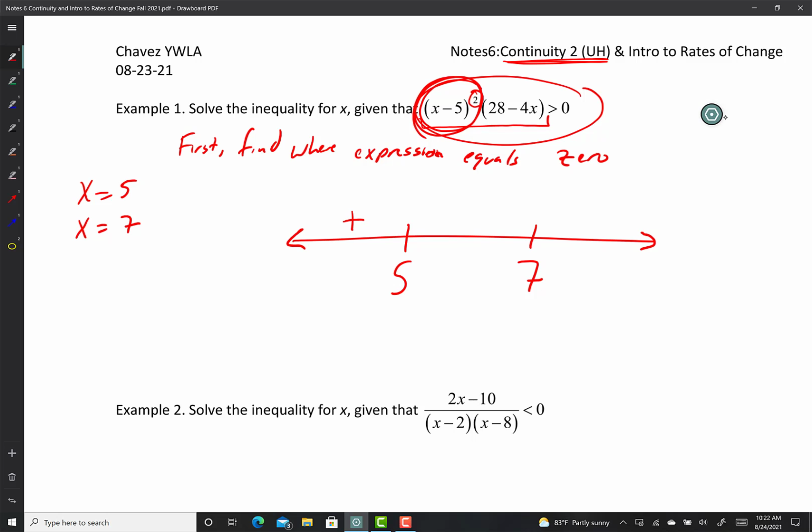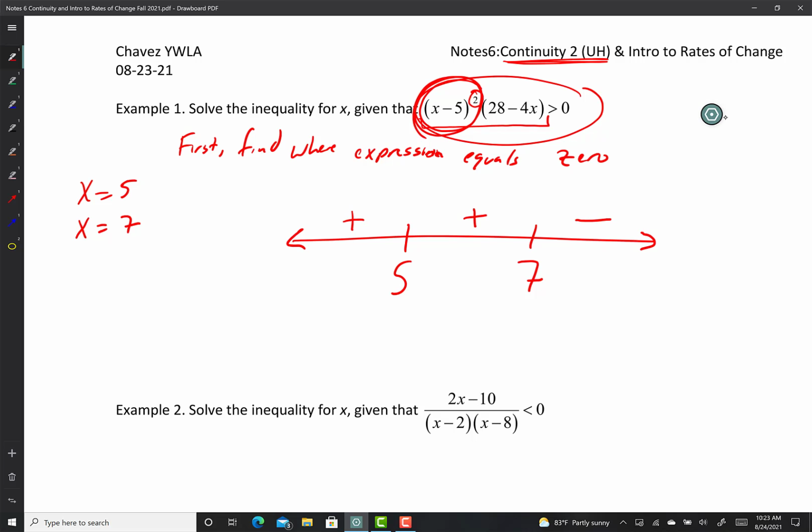What is 4 times 6? 6, 12, 24. 28 minus 24, is that positive or negative? That's still positive, so put a plus symbol. That means everything in between 5 and 7 is going to be positive. Now give me a number bigger than 7. 8, 10, I think 10 is a good number, but 8's fine. Again, the x minus 5 squared is going to be a positive number because I'm squaring it. 4 times 10 is 40, and 28 minus 40, is that positive or negative? Negative. Are we okay?